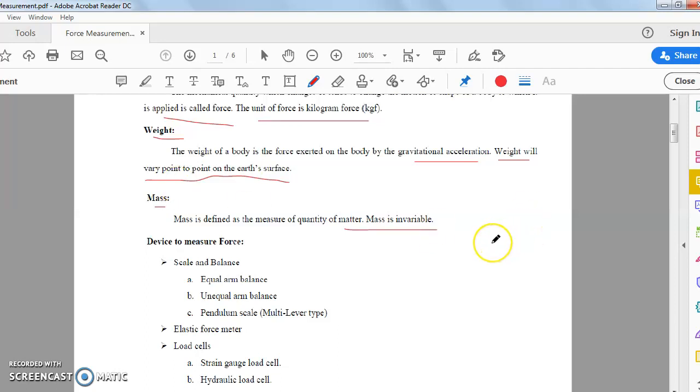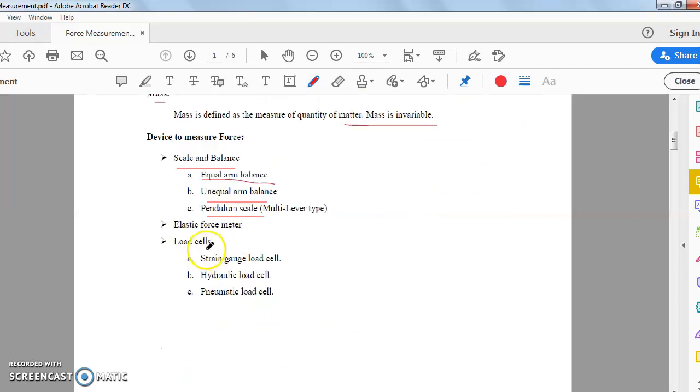So what are the different devices to measure force? First is scale and balance: equal arm balance, unequal arm balance, pendulum scale, multilever type. Next is the elastic force meter. Next is the load cell. Load cells are of different types. Within the syllabus the load cell is covered, so you will have to read the load cell very carefully and very sincerely. Load cells are basically of three types: hydraulic load cell, pneumatic load cell, and strain gauge load cell.